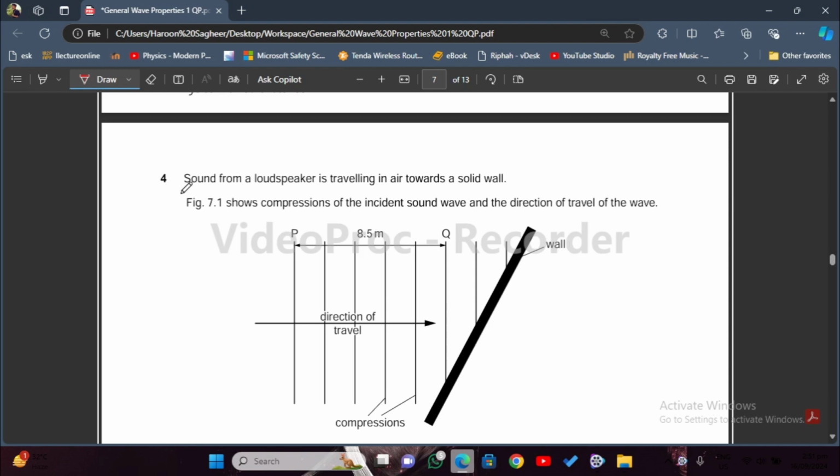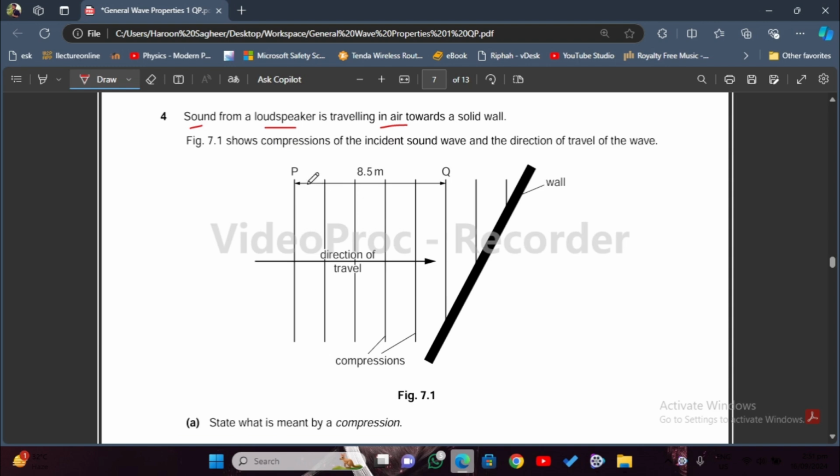Now in question number 4, there is a loudspeaker which is producing sound, and those sound waves are traveling in air toward a solid wall. Now there is a solid wall. Show compression. Right, all of these are compressions. These solid lines represent the compressions, and the distance between two adjacent compressions is basically the wavelength.